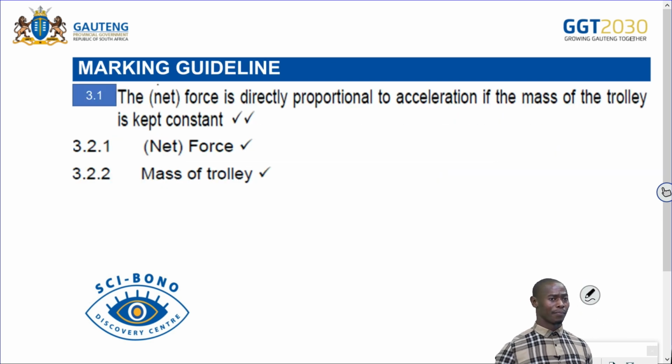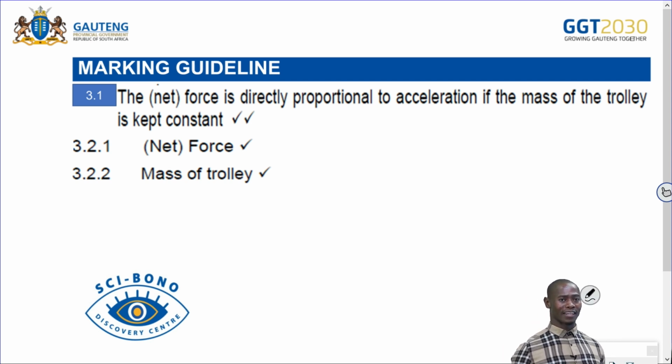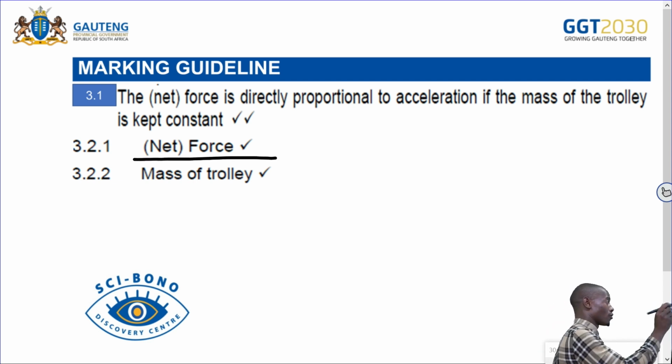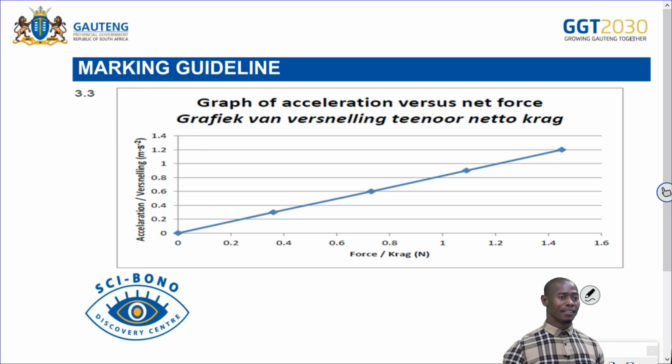You can see, okay, before that, give us the hypothesis. Net force is directly proportional to acceleration if the mass of the trolley is kept constant, or you can say as net force increases, what happens to the acceleration? The acceleration will also increase. All right. Then they wanted us to give the independent, which is the net force or the force. Then the control too is the mass of the trolley.